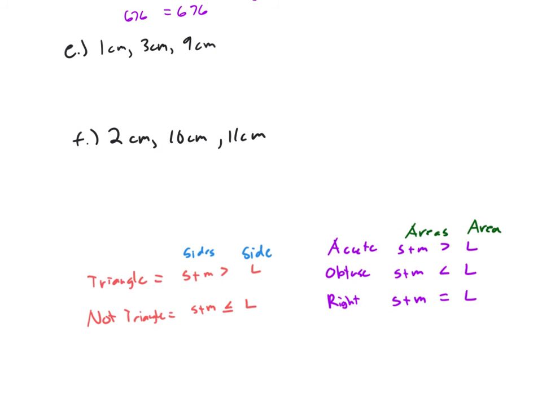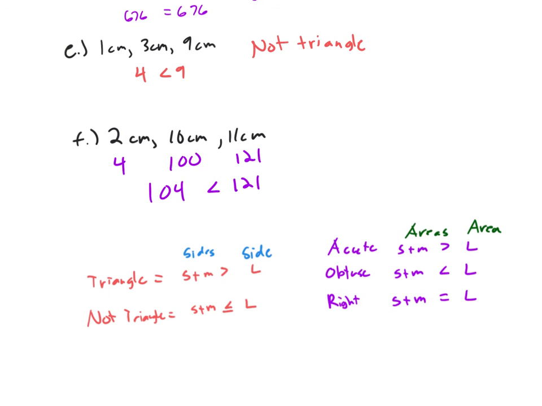All right, so letter E here, if I add these side lengths up, 1 plus 3 is 4. 4 is definitely less than 9, so therefore this is not a triangle. So pretty straightforward on that one. Then when I go to my next one, I've got 2 squared, which is 4. I've got 10 squared, which is 100. And I've got 11 squared, which is 121. So when I do 4 plus 100, I get 104. And 104 is smaller than 121. So if it's smaller, then it should be an obtuse triangle.